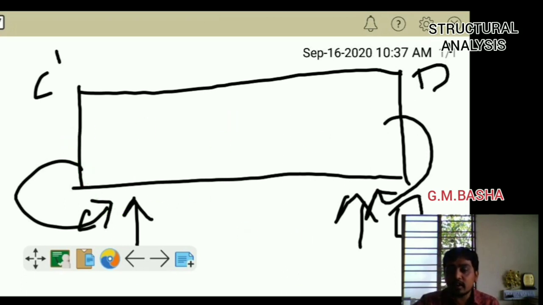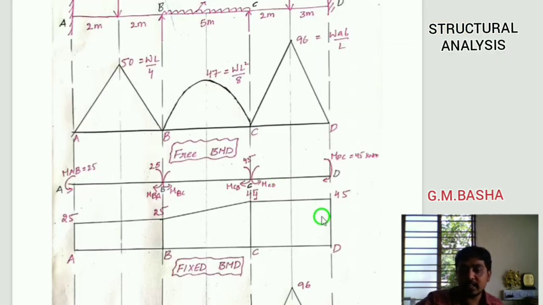So see here in the material I will show. See here, this one. After drawing this, you join these points A dash, B dash, C dash, D dash like that, and then you can add these things, you will get the fixed bending moment diagram. Friends, I am showing one small logic here. If you apply this logic to all the moments, you will get this type of diagram.